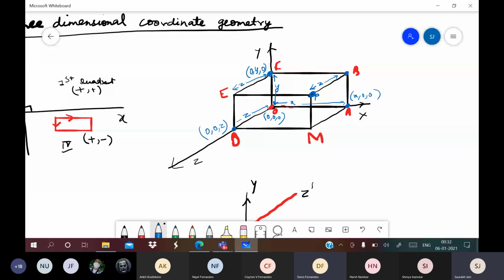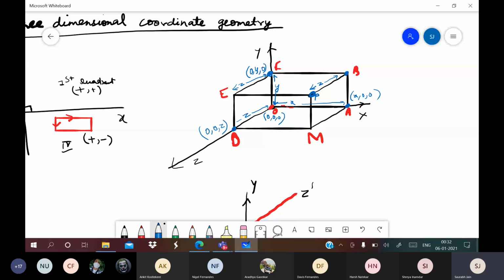So x comma y comma 0. Please repeat once more. A comma C comma 0. A comma, you should say in terms of x and y, z, no? So please repeat. So X is A, Y is C, and Z is 0. Okay. All right.